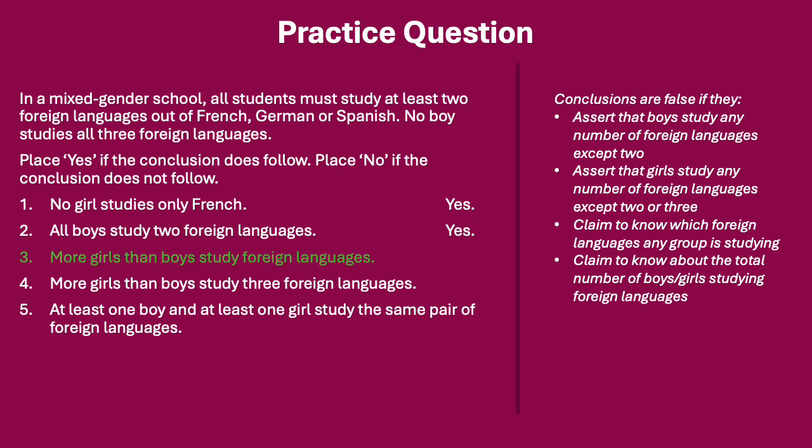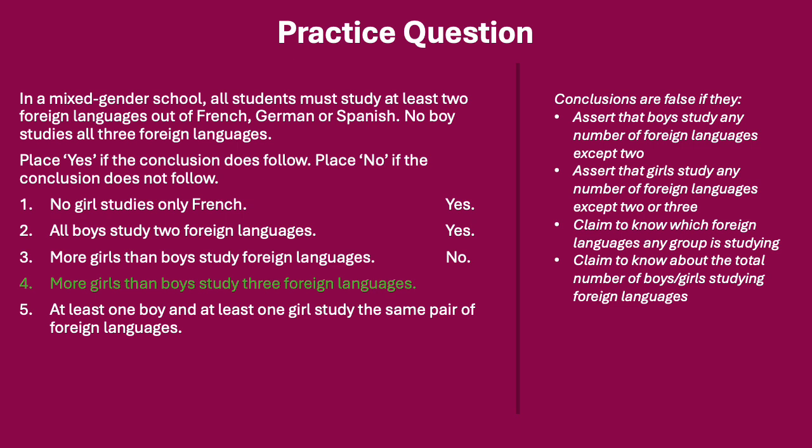Have a look at this third conclusion then. More girls than boys study foreign languages. Is there anything we've thought about or talked about before that might help us to work out if this follows? So yes, as tempting as it might be to say that this is true because we're told that no boy studies all 3 foreign languages, but we're not told that about girls, the fact is that all conclusions are false if they claim to know about the total number of boys or girls studying foreign languages. We don't know how many boys or girls there are at the school, so there could be a far greater number of boys studying at the school in general than girls. We just don't know. So as a result, that does not follow.